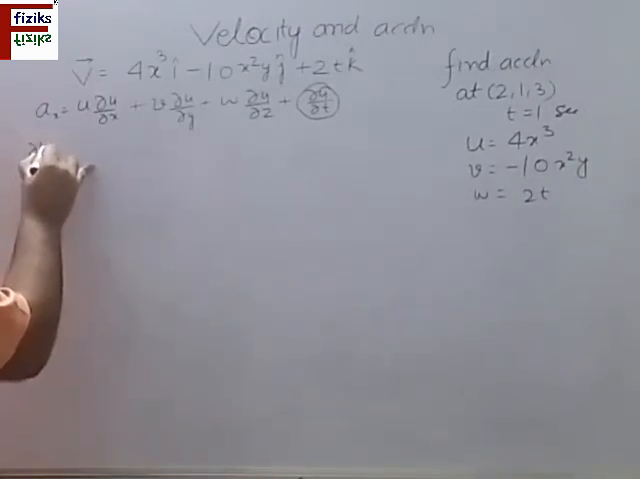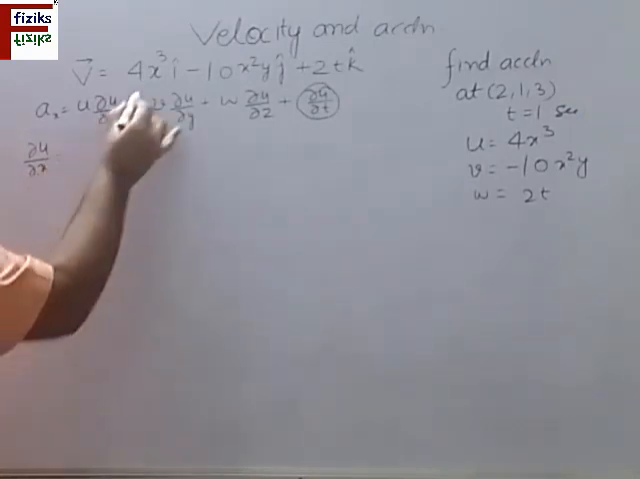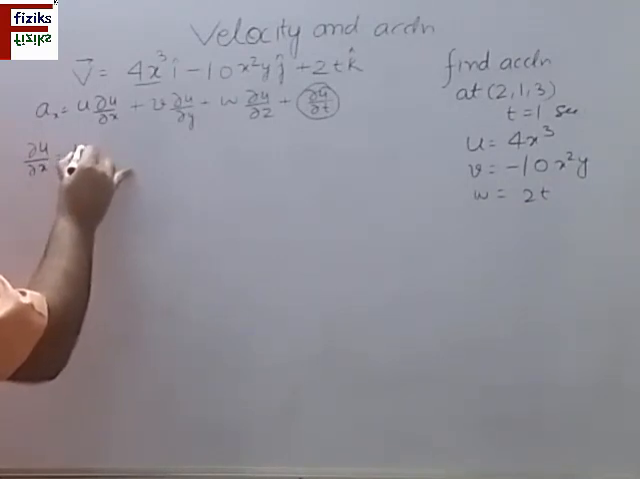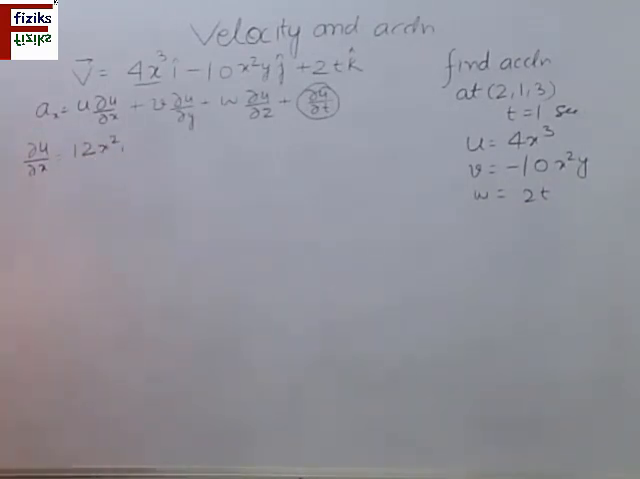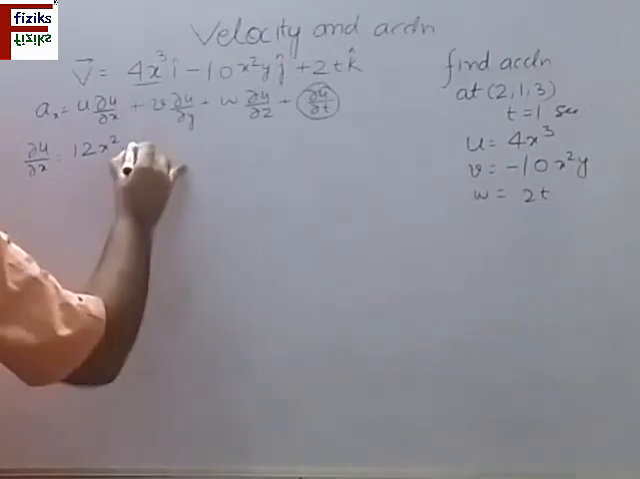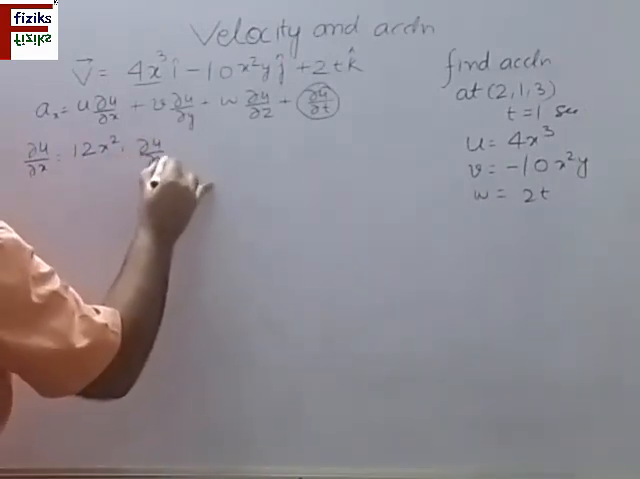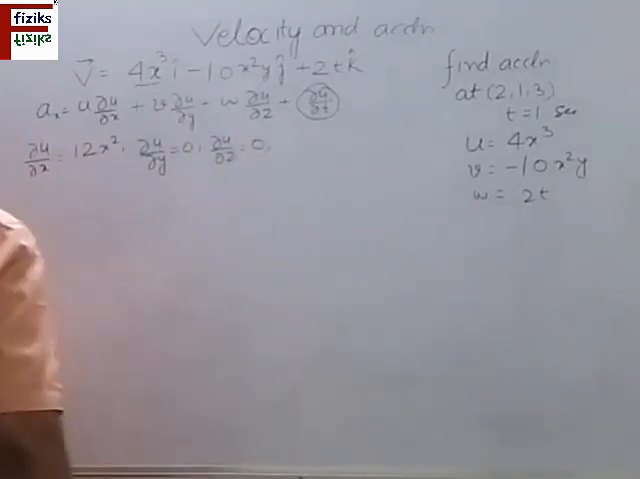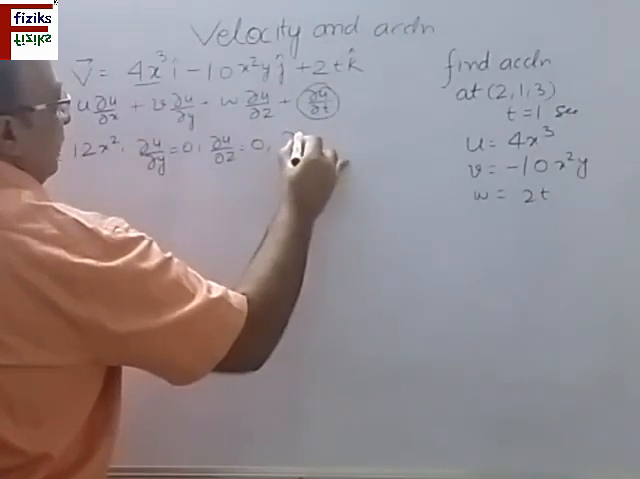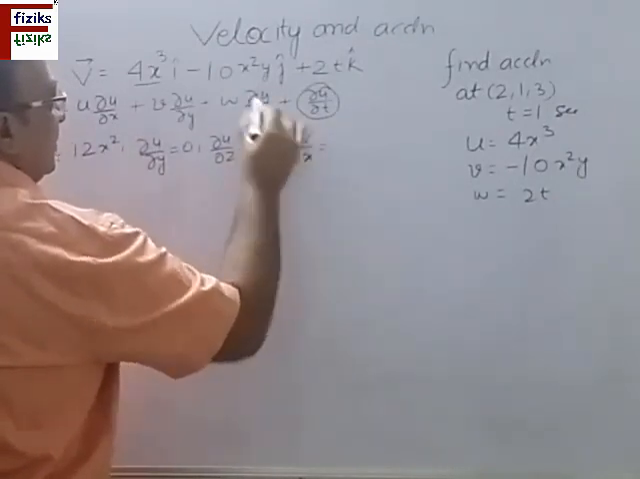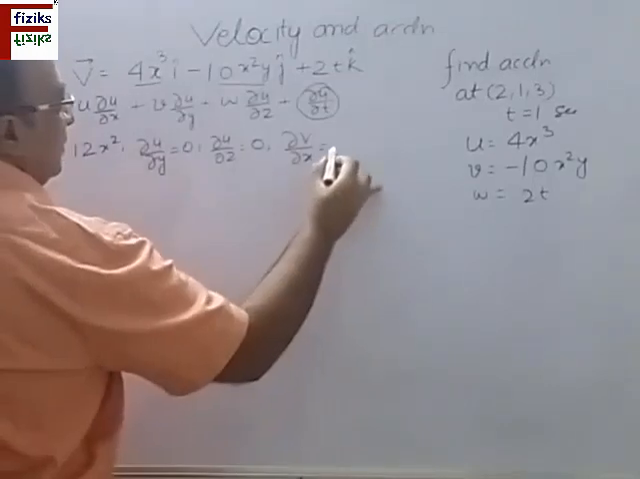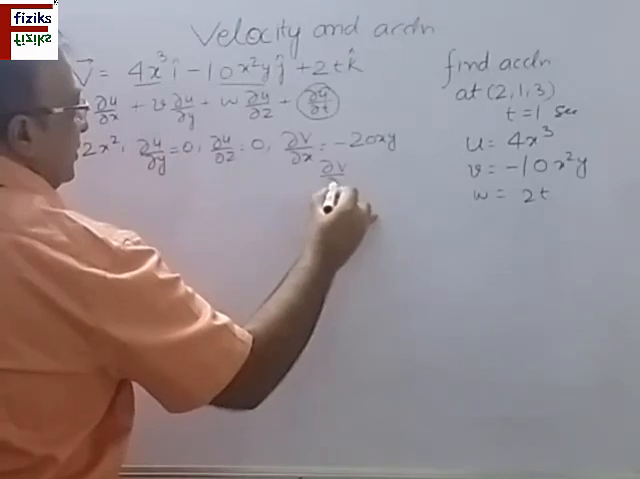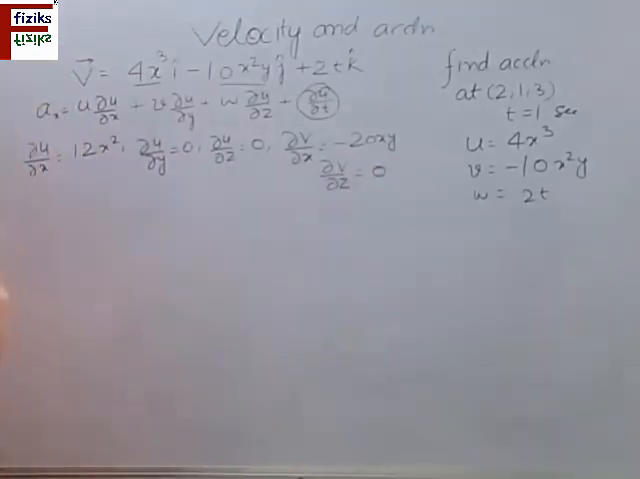So ∂u/∂x, the derivative of u with respect to x, is 12x², and this is not a function of y and z. So ∂u/∂y equals 0, ∂u/∂z equals 0. Then ∂v/∂x, this is a function of x and y, so this is minus 20xy, and ∂v/∂z equals 0.